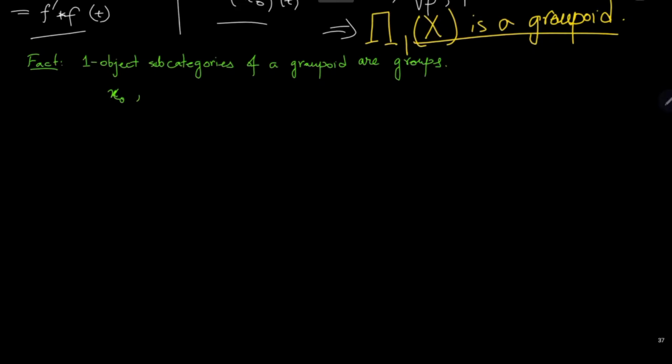and the hom set is just automorphism of x0. So this is really the automorphism of x0 that we are going to focus on.